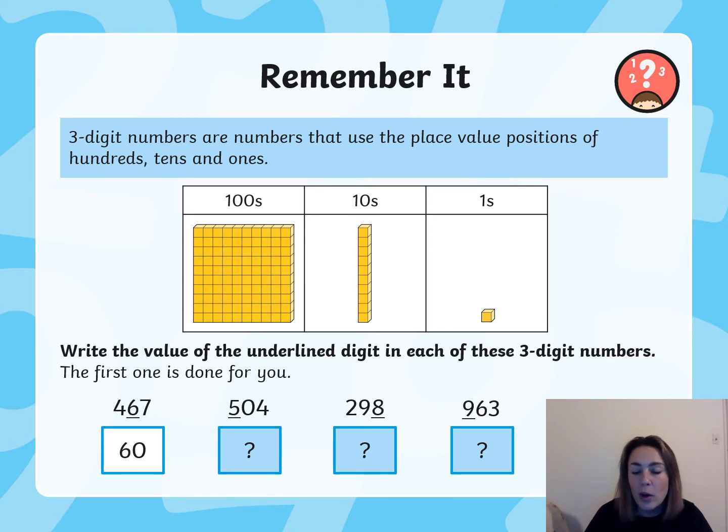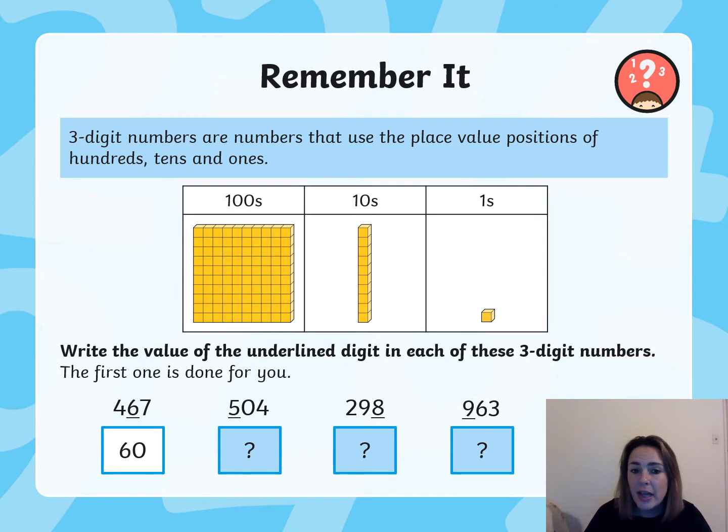So we've got here 467. The number 6 is underlined. The 6 is in the tens place if you were thinking about it on a place value grid. So we know that 6 tens have the value of 60. So the underlined digit 6 has the value 60. So let's have a look at the next number, which has the number 5 underlined. So if you have a go and write down what you think the value of that is.